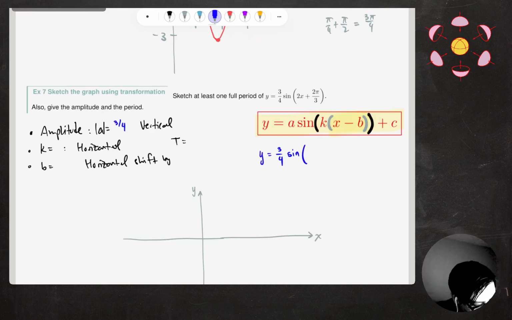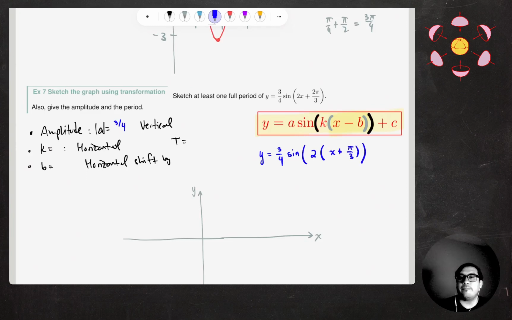So let's do it in steps. Let's factor out the 2, and then I'd have parentheses x plus, now instead of 2 pi over 3, we're actually going to have pi over 3. Okay. And then one more thing. Notice I don't have the minus sign. So one more step is we're going to rewrite this one more time.